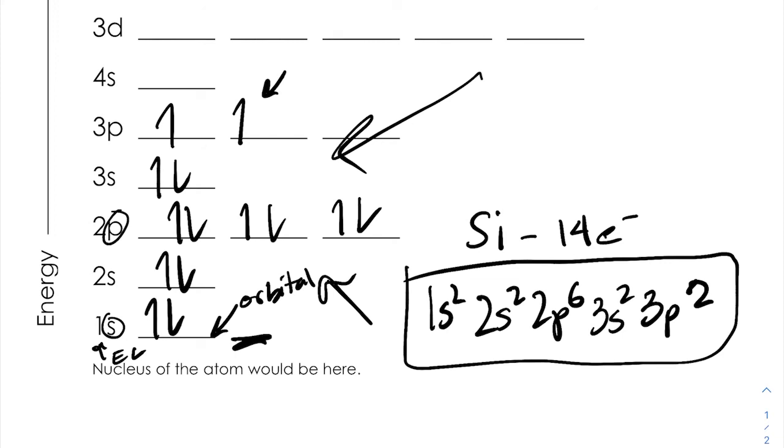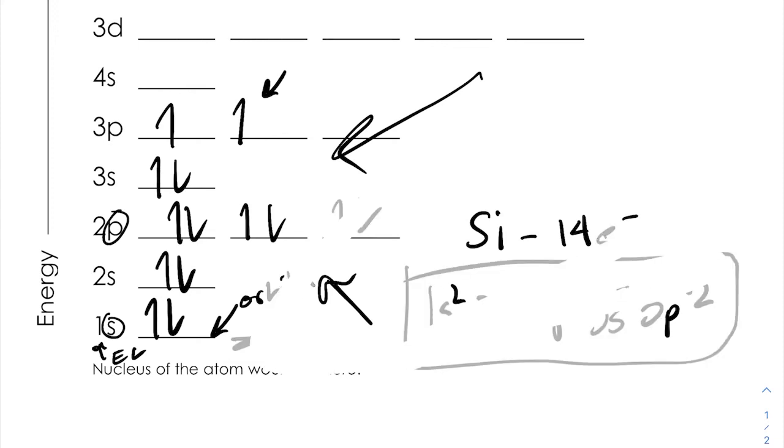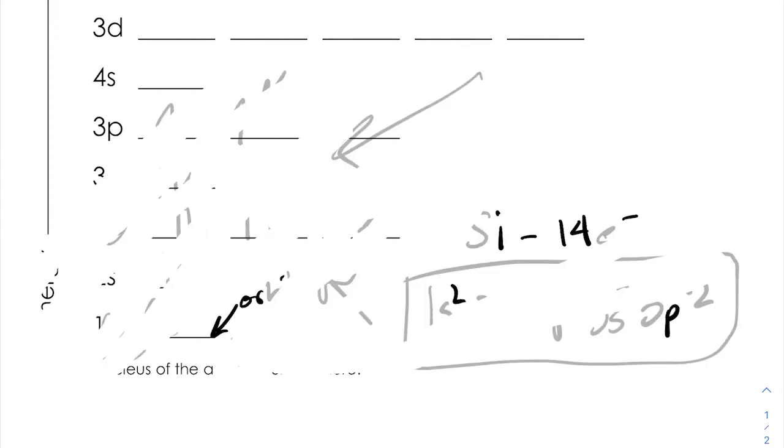Let's try one more. Let me erase again. So one more, we could do maybe a few, like let's do nickel. So nickel is, and you should pause the video now and see if you can write the configuration out. Nickel has 28 electrons.